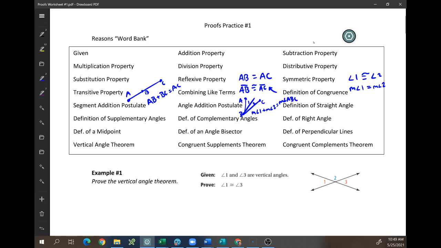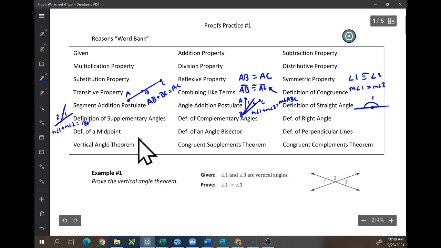Okay, definition of a straight angle would just be if you have some straight angle here, like angle 1, that's 180 degrees. Definition of supplementary angles, right? If you have two angles that are forming a straight line, then I can say that the measure of angle 1 plus the measure of angle 2 equals 180 degrees. Sometimes we'll say that they're a linear pair first, and then we'll say, because they're a linear pair, then we use the definition of supplementary.